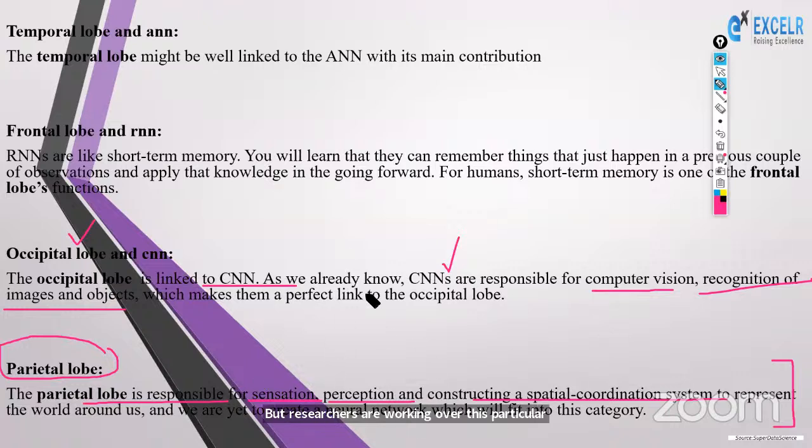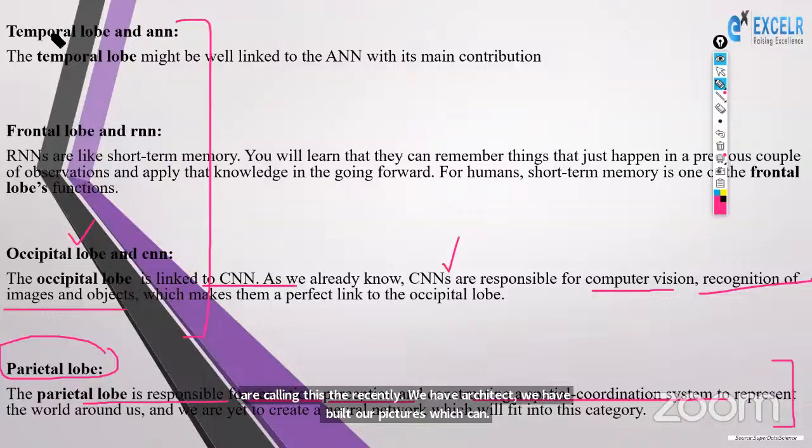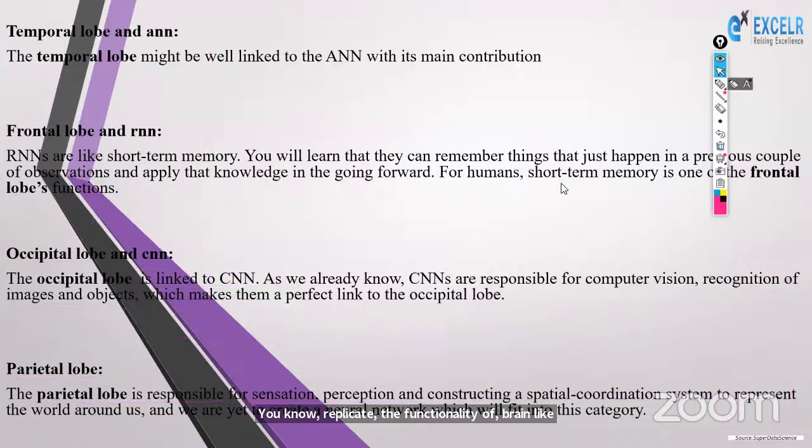So this is why we call AI nothing but mimicking human behavior. Why are we calling it this? The reason being, we have built architectures which can replicate the functionality of the brain like this. So this is one part, so that you guys can relate things with our brain's functionality. Okay.